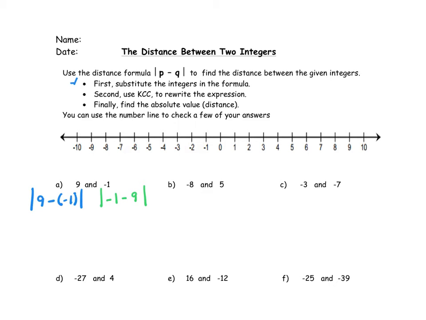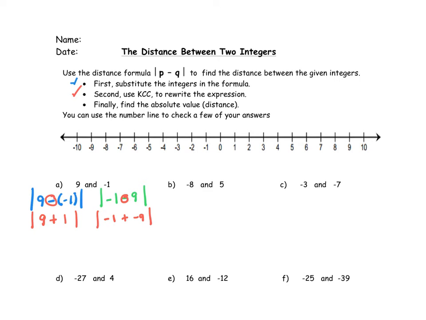We are going to get two different answers inside the bars, and when we use those bars to find the absolute value, the final answer will always be positive. So if I use the second step, which says use keep change change to rewrite it, I'm going to keep the 9, change the minus to a plus, change the number behind it to its opposite. And if I do the same thing on the other expression, I'm going to keep the -1, change the minus to a plus, and change that 9 to its opposite, which is -9.